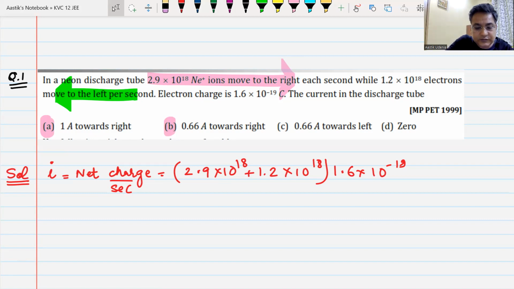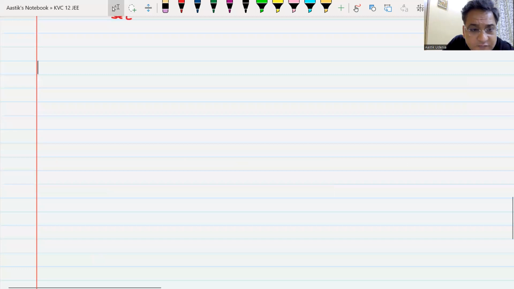Yes, sir. And that is your answer. That is the answer that we will end up getting. Everyone got this? Can I have a raised hand that we understand this? Okay. So we have understood the basic concept of the net flow of charge. Yes or no? We understand this.